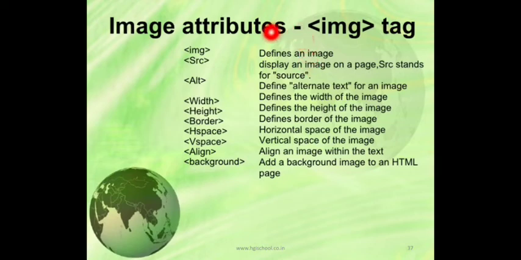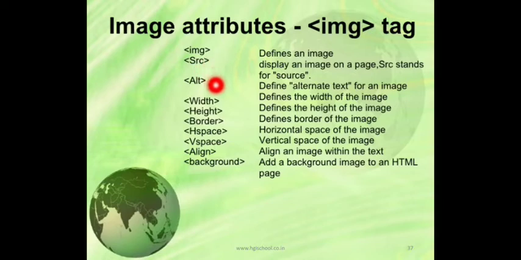So we'll study about all the attributes of the img tag now. This is the img tag, it defines an image in the web page. src, whose full form is source, will display an image on a page. Here you have to mention the image name.